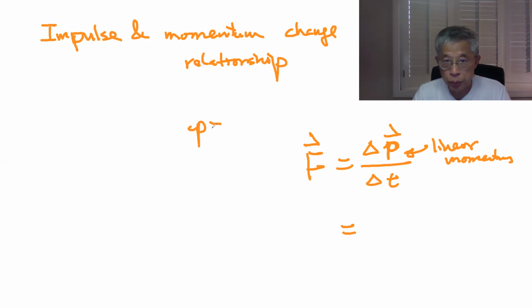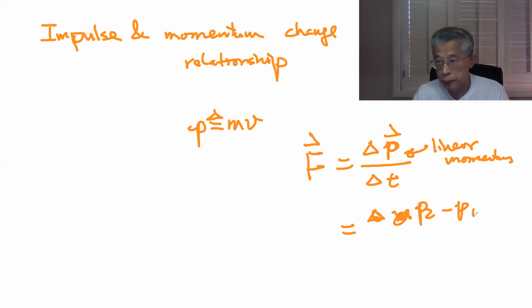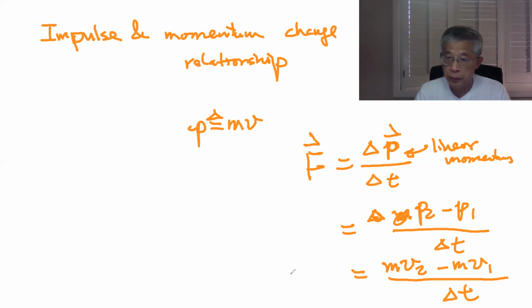If you do this, remember p is equal to mv. This is the definition. So this is delta p, which is equal to P2 minus P1, over delta t. And P2 minus P1 is m, so mass doesn't change, times v2 minus mv1, over delta t.